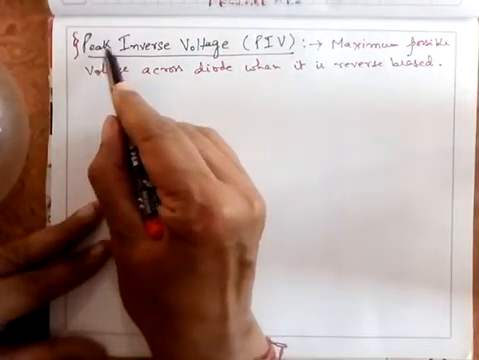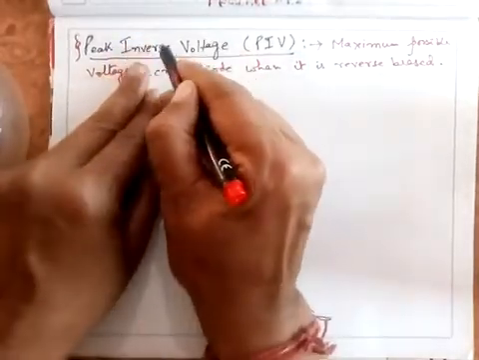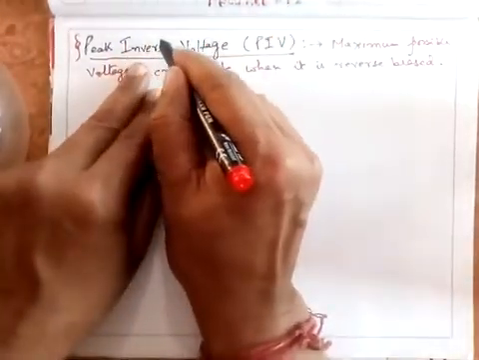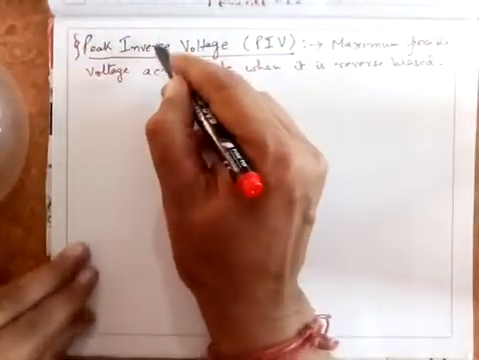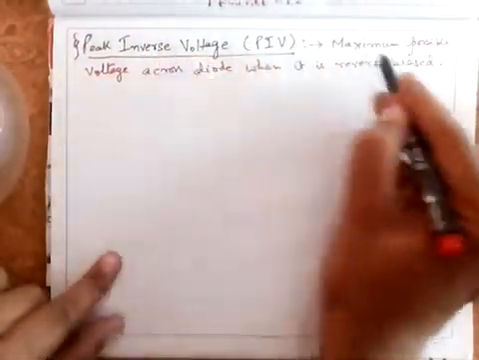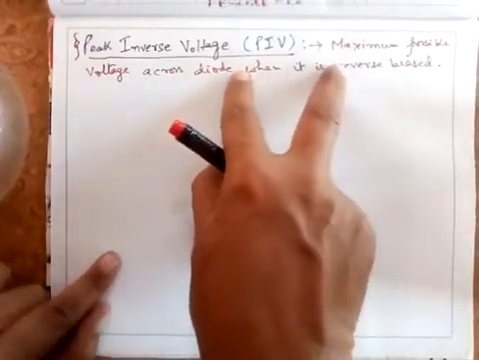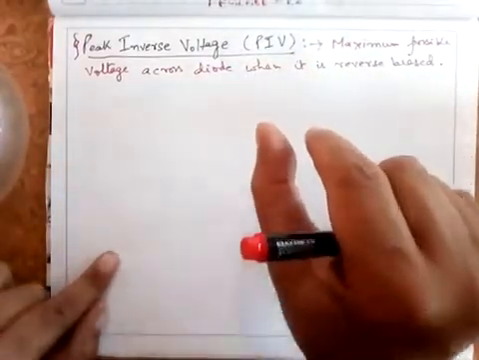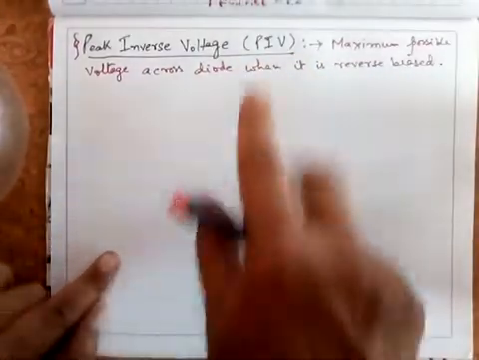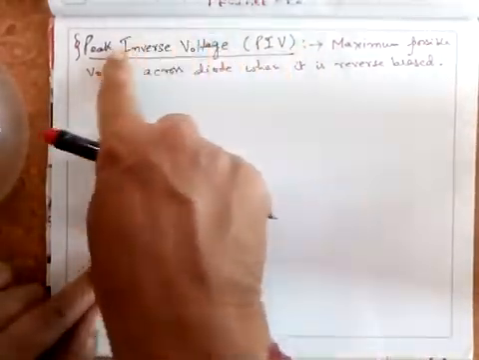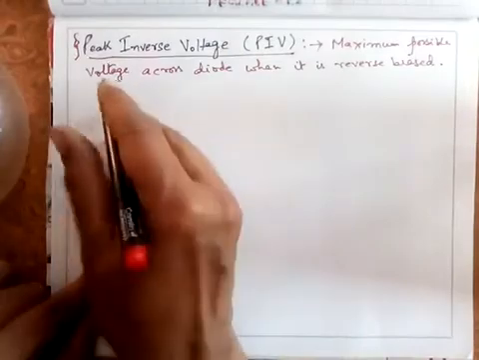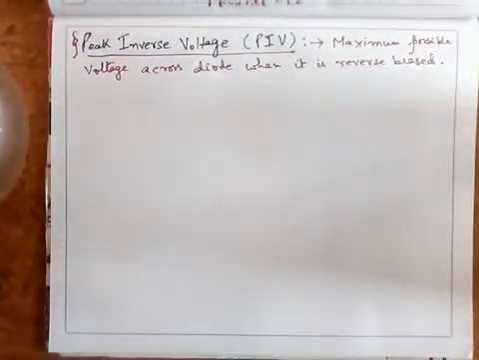Peak means maximum. Inverse is for the reverse bias condition. So peak inverse voltage is the reverse voltage: what is the maximum voltage that a diode can withstand under reverse bias? Otherwise it will get damaged and go into the breakdown region. It should not go into the breakdown region. That is called the peak inverse voltage. Now let's find out the peak inverse voltage.